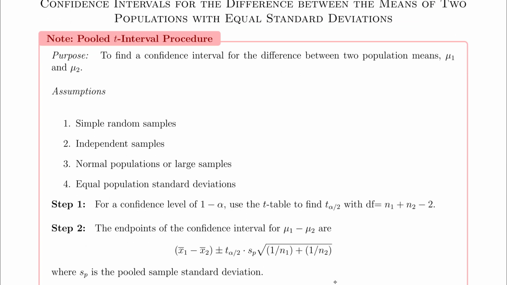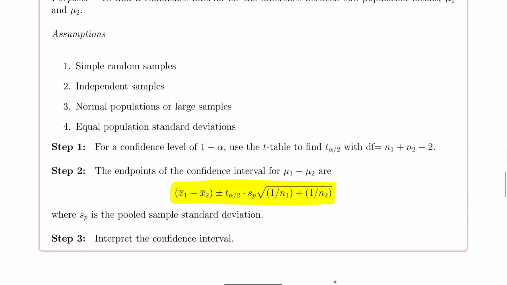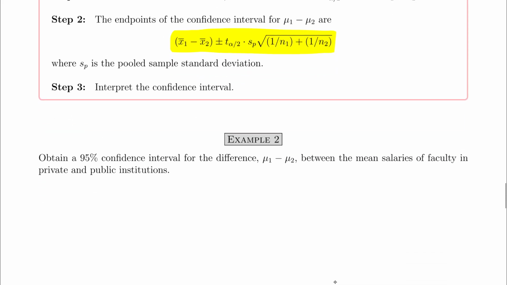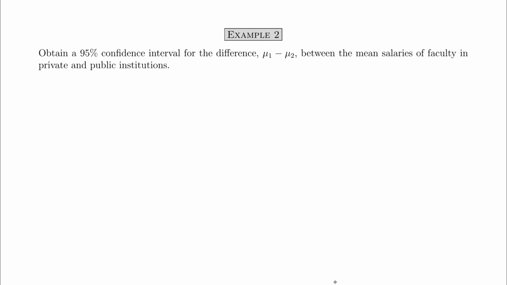The confidence intervals, we're going to do the same thing here with confidence intervals. The endpoints for the confidence intervals can be found by the difference in the sample means plus or minus the value for t at alpha over 2 times the pooled standard deviation multiplied by the square root of 1 over n sub 1 plus 1 over n sub 2, and then you can make the interpretation. So we're going to see that here with example 2. Hopefully that will make sense to you when we go through the example.